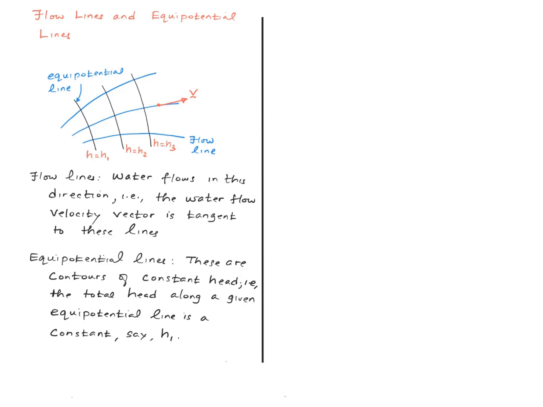So now what are equipotential lines? These are contours of constant head. In other words, if I take a given equipotential line, the total head on that line remains a constant. It's going to assume a certain value. But if I take a different equipotential line, the total head is constant, but it will be different from the value on this line over there.